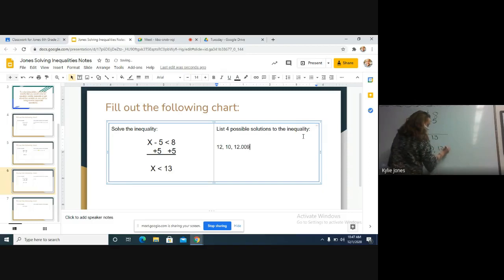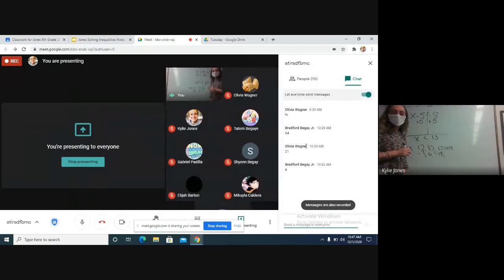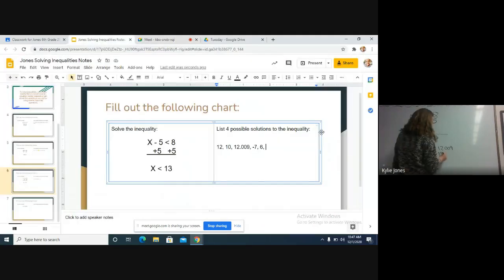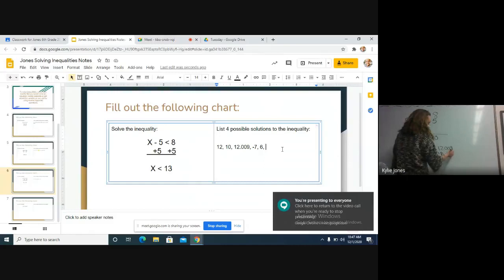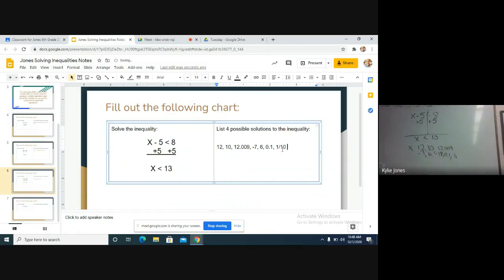12.009. And if you're online, you can throw out some answers too, and I'll type them out. Negative 7. Remember, if you're going less than a number, negative 6. Good. Negative 18. Fraction or decimal or both? So I could have 0.1 or I could have a fraction, 1/10. I'm hearing a lot more participation, you shouting out possible solutions, and that's awesome. That means a lot of you are catching on to possible values.